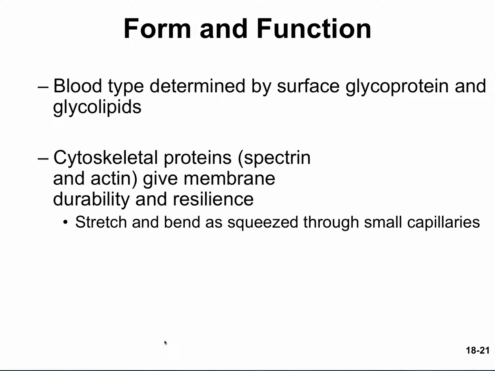Blood type is determined by the surface glycoproteins and glycolipids. Red blood cells have a cytoskeleton made up of the proteins spectrin and actin, which give the membrane durability and resilience. The red blood cell stretches and bends as it squeezes through small capillaries, but the spectrin and actin eventually age, become compromised, and the cell bursts open.